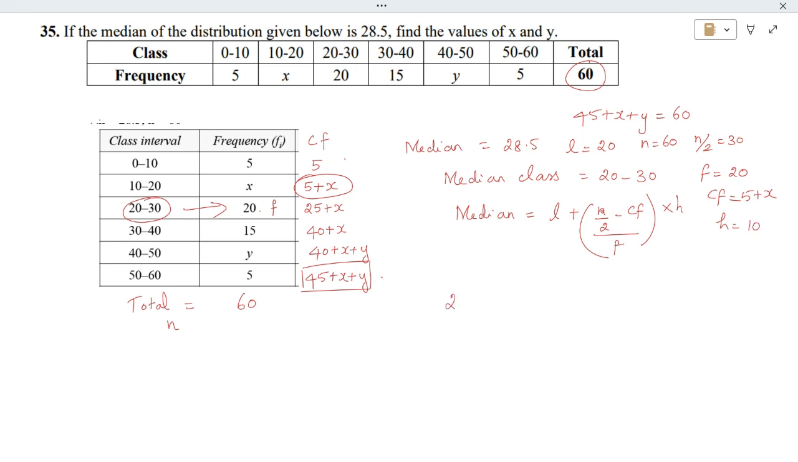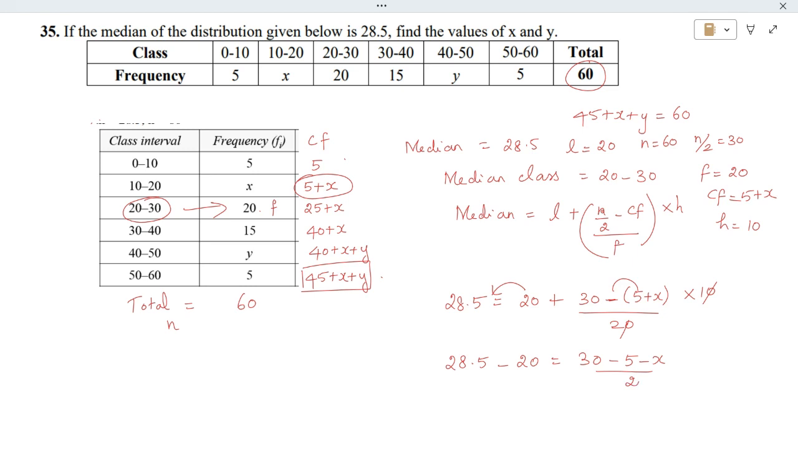So median is given as 28.5, equal to L is the lower limit, that is 20, n by 2 is 30, minus cumulative frequency is 5 plus x. Please specify inside the bracket because there are two terms and there is a minus outside, by f. f is a frequency which is 20 into class size is 10. So cancel this. So now transpose 20 to the other side. So you will get 30. Evaluate the minus sign. It is minus 5 minus x by 2.